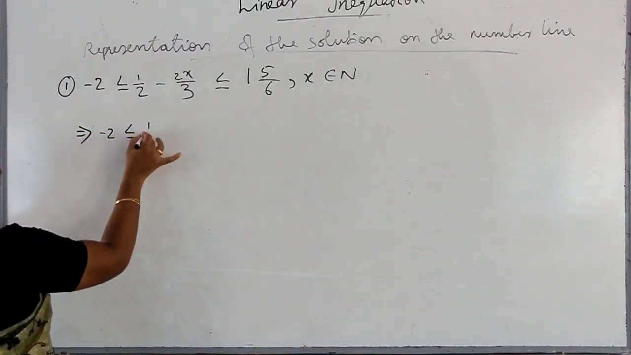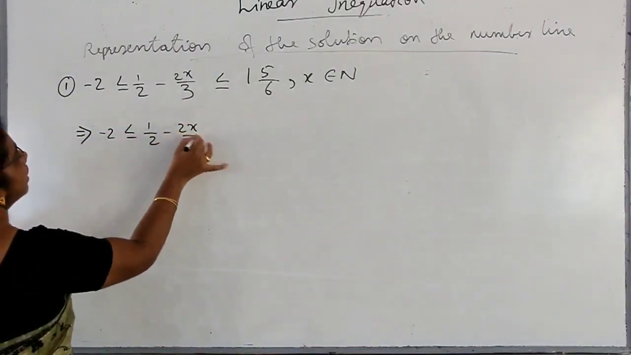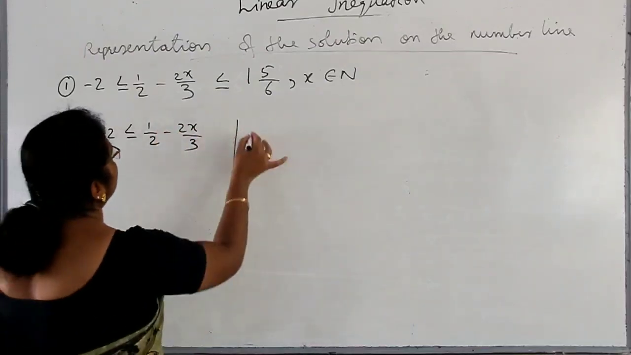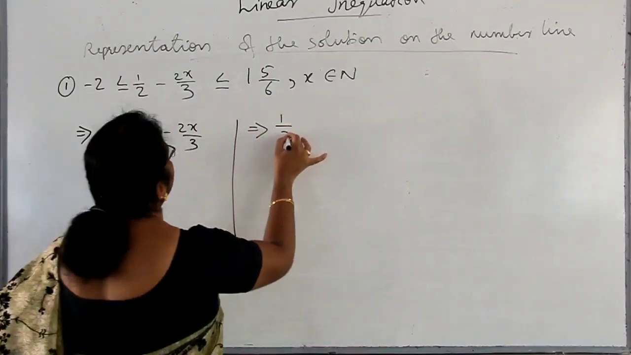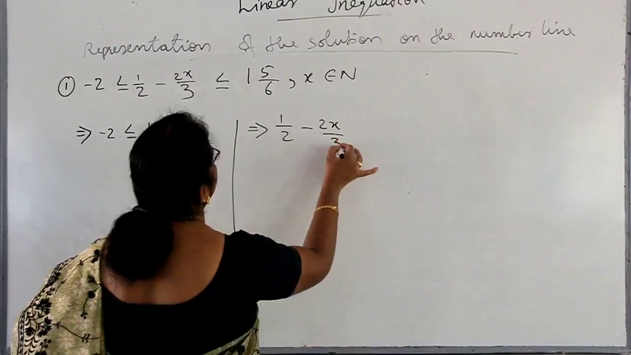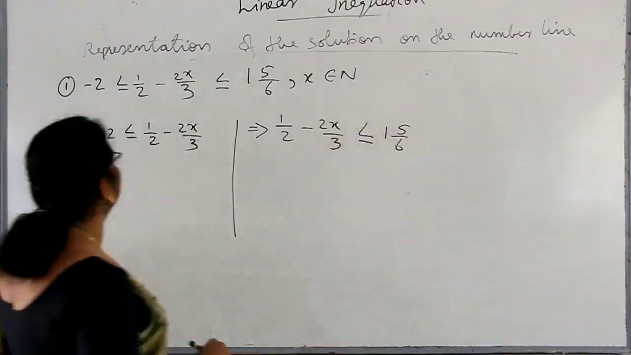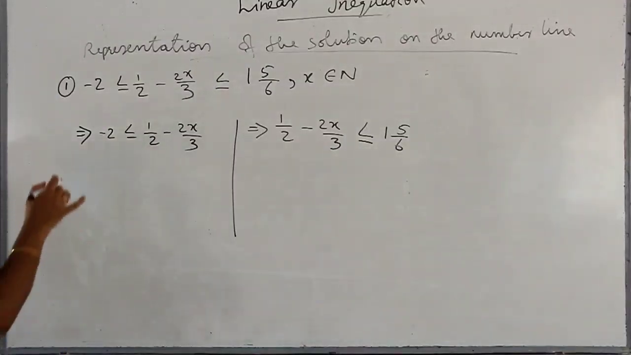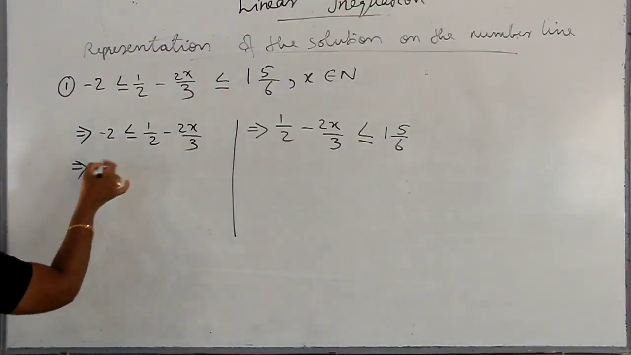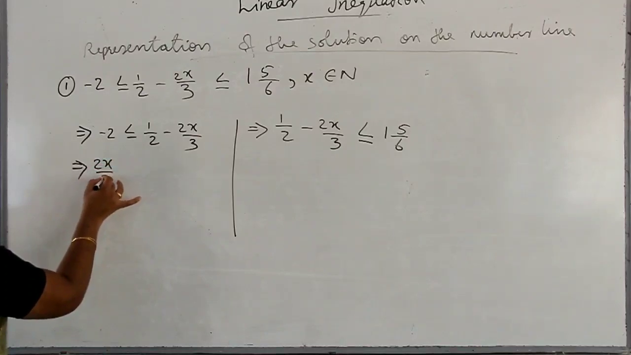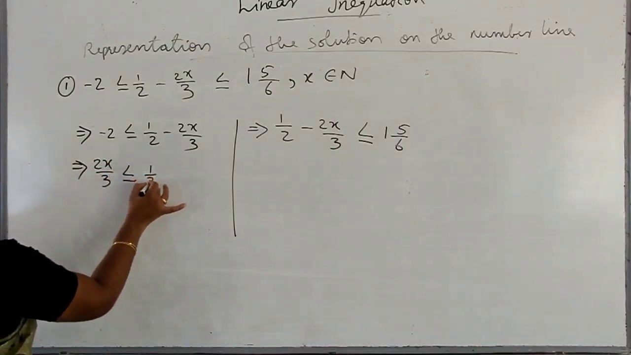-2 less than or equal to 1/2 minus 2x by 3. And the next one, 1/2 minus 2x by 3 less than or equal to 1 and 5/6. Then 2x by 3 less than or equal to 1/2 plus 2.